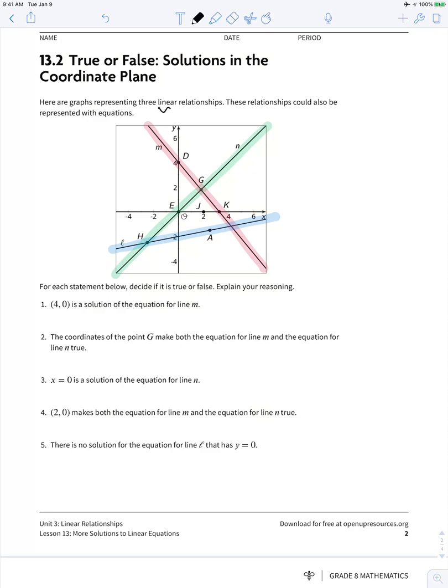I didn't like that squiggle. I'm redoing it. Okay. And all of these lines can be represented with equations. They don't give us those equations, but they are telling us that these relationships could also be represented with equations. Okay, that's something we've been working with. For each statement below, decide if it is true or false and explain why or why not.